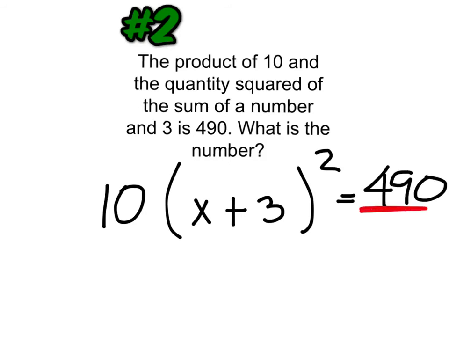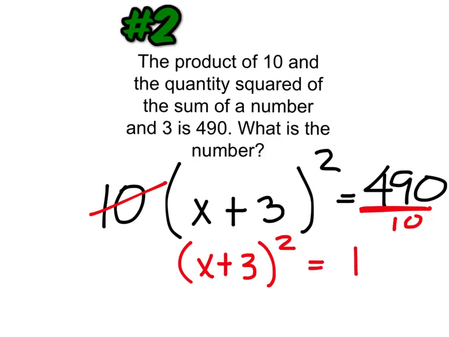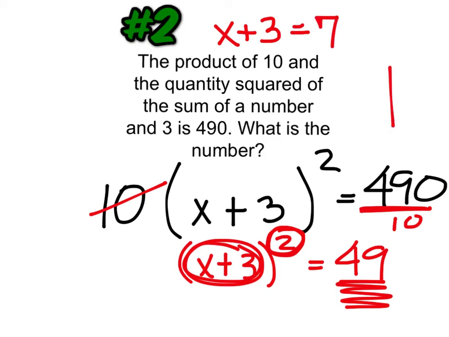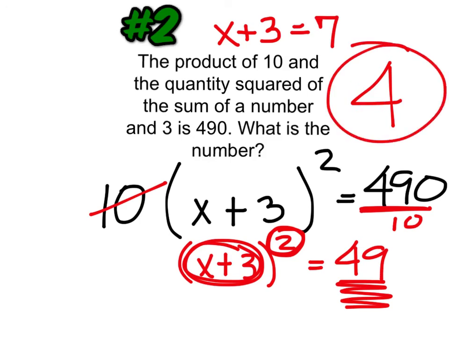If I divide this by 10 to get rid of this, I'm left with x plus 3, the quantity squared of x plus 3, equals 49. What number could I square to get a 49? 7. 7 squared is 49. That means whatever you do with x plus 3, that must come out to be 7. What number plus 3 is 7? 4 is the right answer.